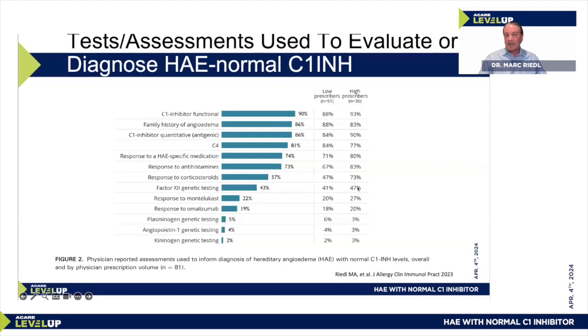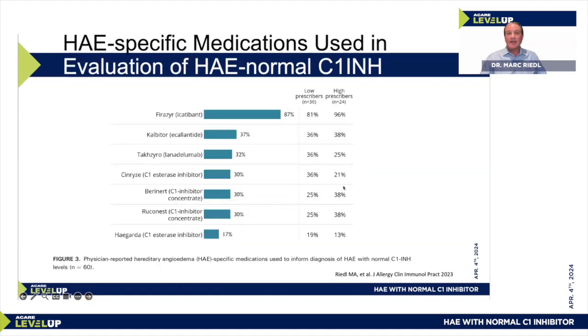And for genetic testing, we're really not doing that well in the US. Less than half do any form of genetic testing, and you can see outside of factor 12, very few centers are doing thorough genetic testing. We could talk about why that is, but there are some barriers to access to genetic testing in the United States.